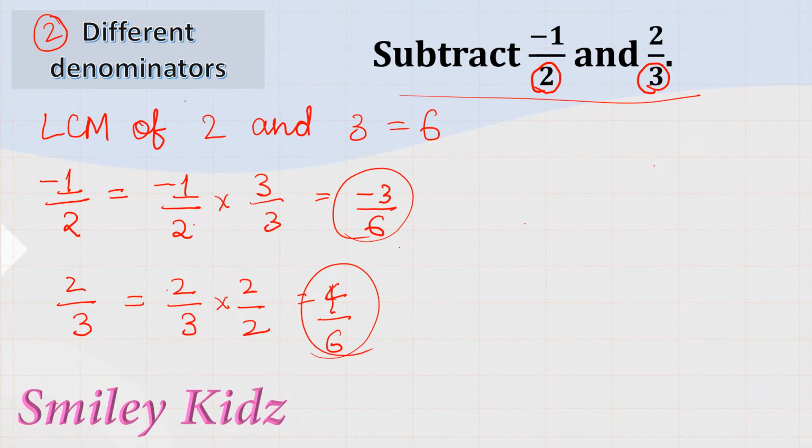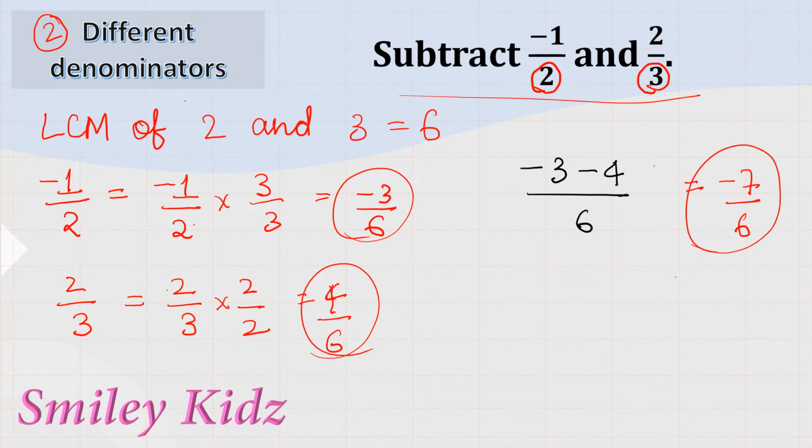So, we will be simply subtracting the numerators because denominators are same. Minus 3 minus 4 by 6. Minus 3 minus 4 will be equal to minus 7 by 6. Therefore, when we subtract minus 1 by 2 and 2 by 3, we get the solution as minus 7 by 6.